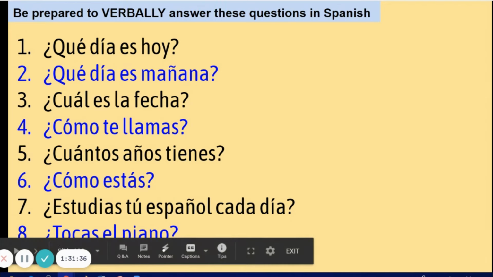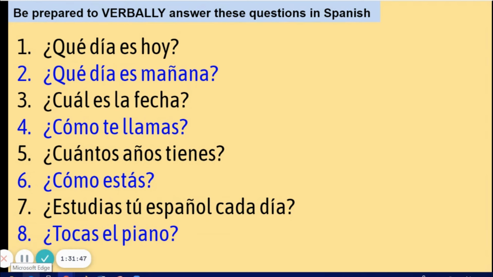Next questions right here is that you have to know how to answer these questions, okay? So if I ask you ¿qué día es hoy?, ¿qué día es mañana?, ¿cuál es la fecha?, ¿cómo te llamas?, ¿cuántos años tienes?, ¿cómo estás?, ¿estudias tu español cada día?, ¿tocas el piano? We've practiced this in class and throughout the semester, but let's just make sure quickly you know how to say that.